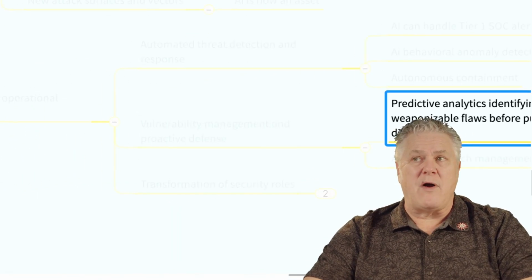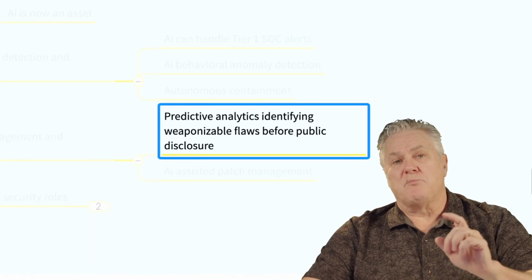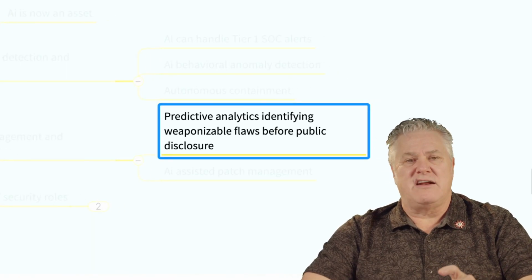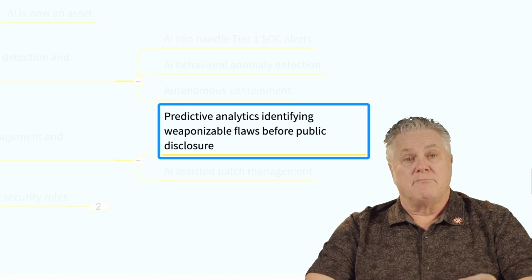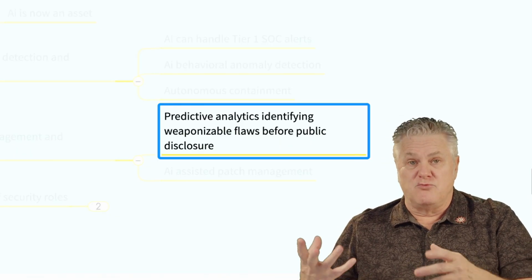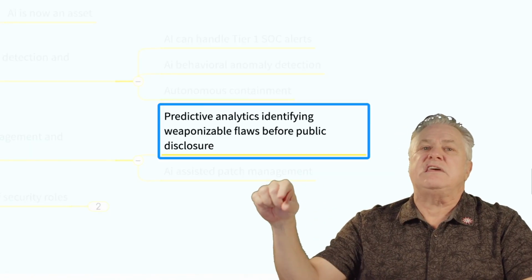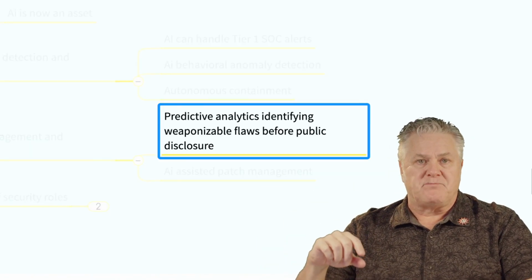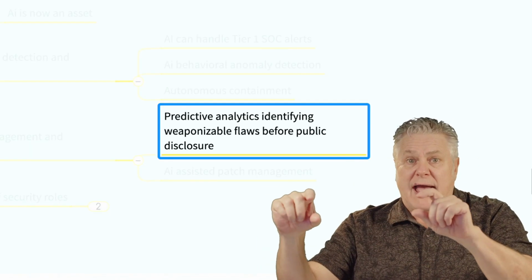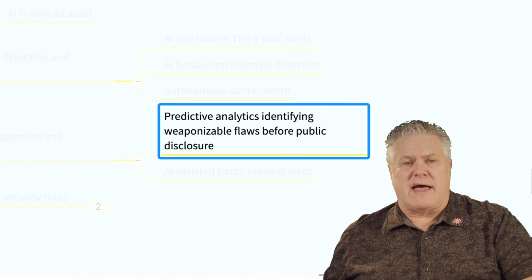Vulnerability management and proactive defense has changed. We can do predictive analytics, identifying weaponized flaws before the public disclosure. So normally what we would do is we would go to the National Vulnerability Database and they'd say CVE ID, blah, blah, blah, blah, blah. And the vendor would go, okay, and here's the fix for that.